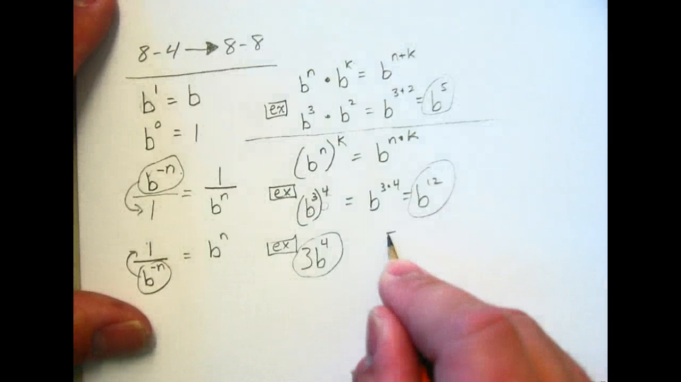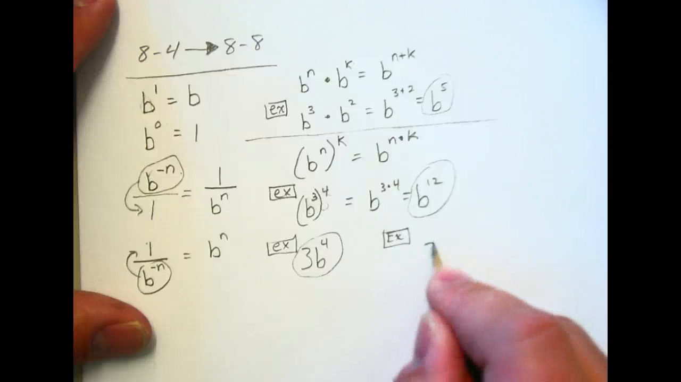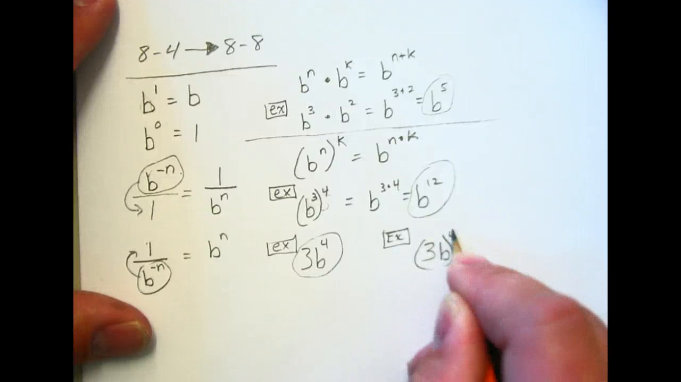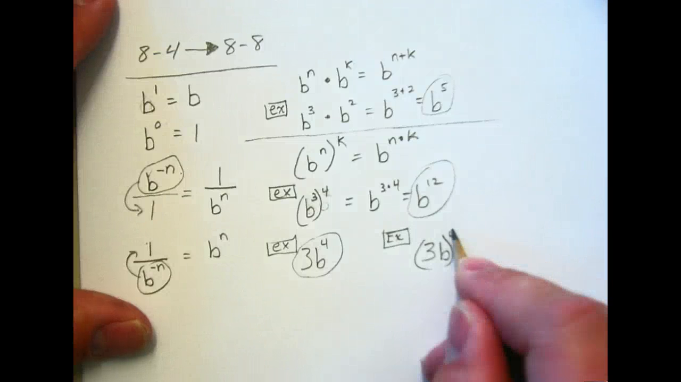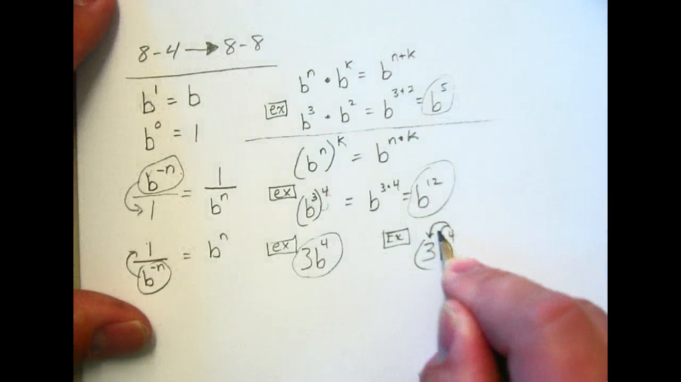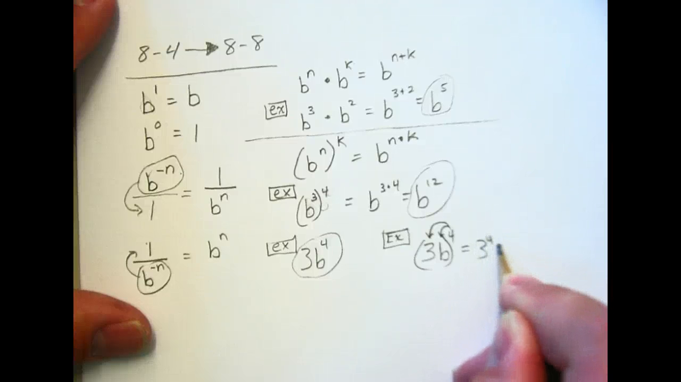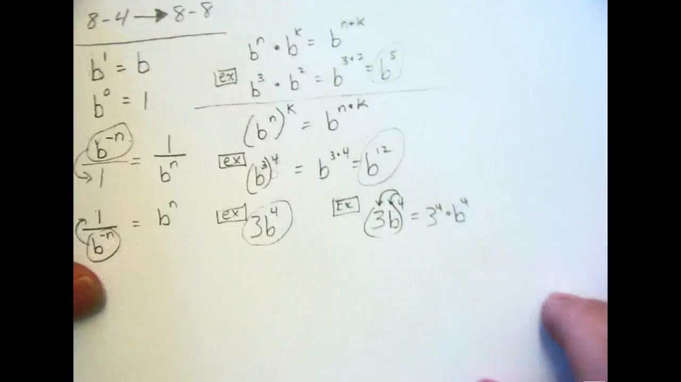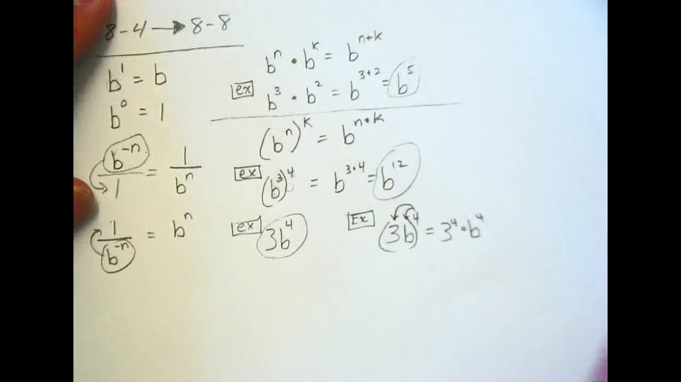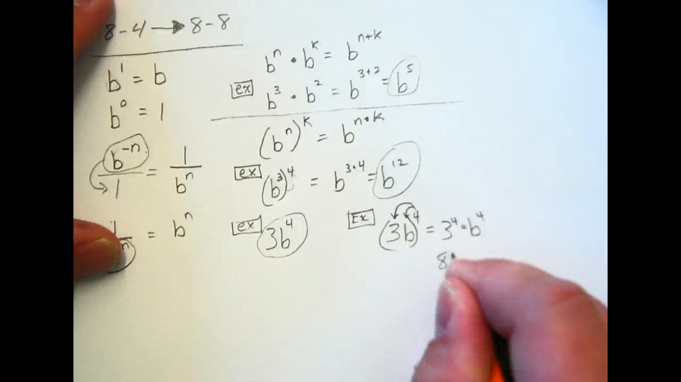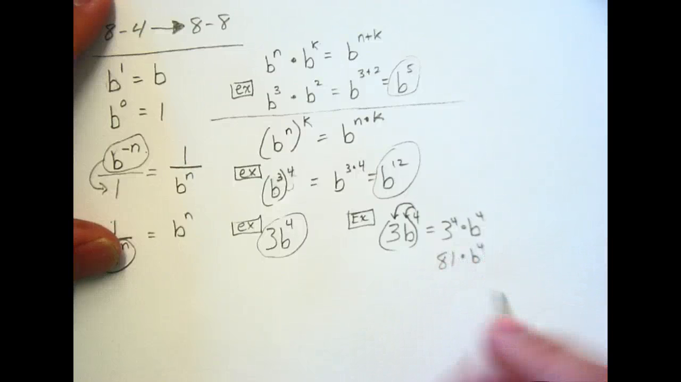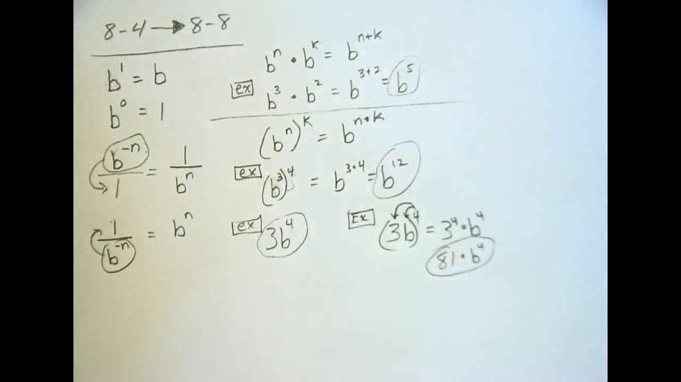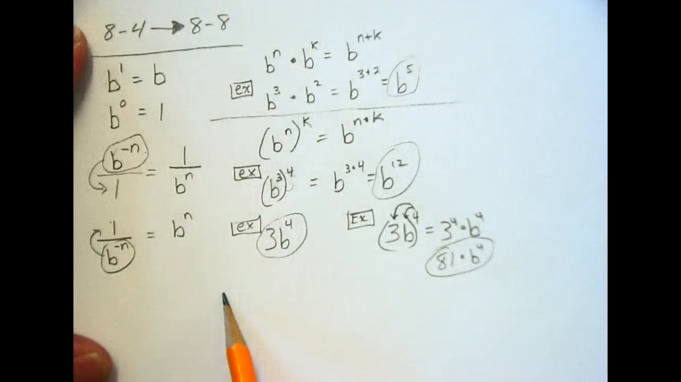However, if you had a different example, and say you had 3b to the 4th, like that, with the parentheses, that means you've got to bring it into each part. That's 3 to the 4th times b to the 4th. Okay? And so that would be your 81 b to the 4th. Make sure you don't put 12 there. It's 3 times 3 times 3 times 3, or 81. Okay? How many are with me? All right. Any questions?